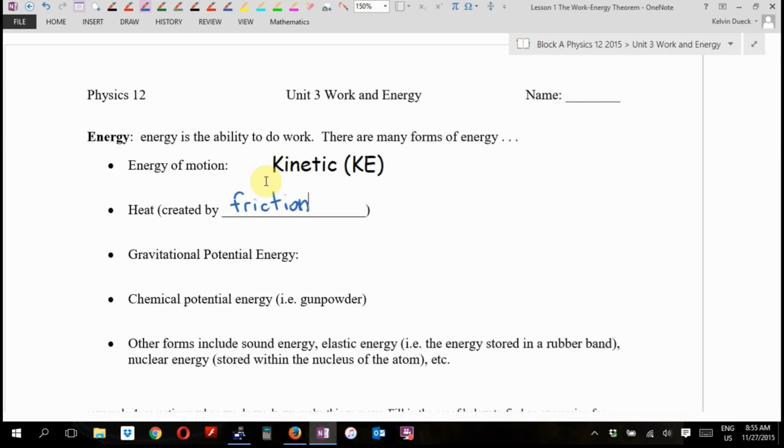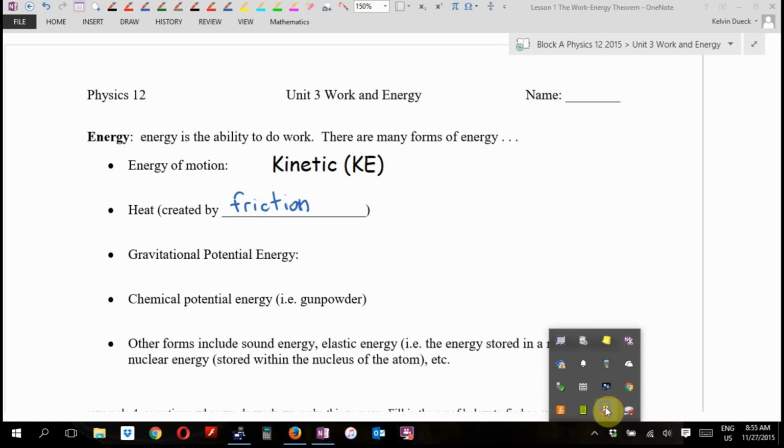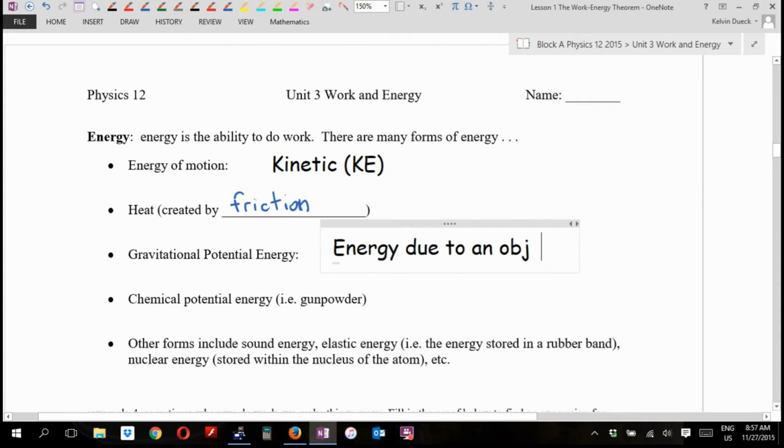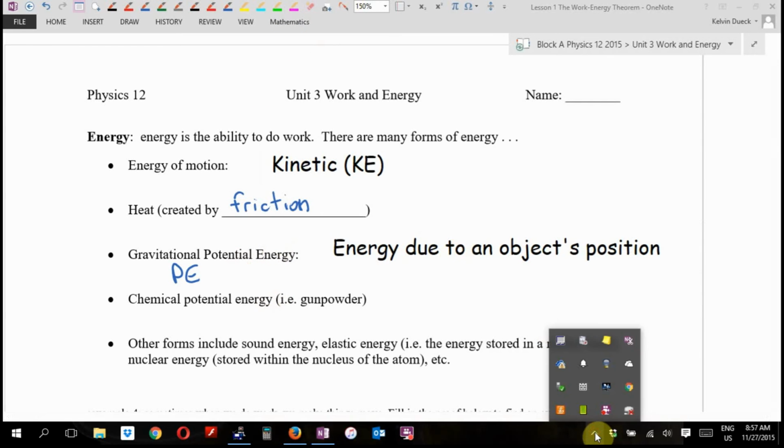Gravitational potential energy. That's the energy an object has due to its position. So this is energy due to an object's position. I'm going to use as my symbol for potential energy PE. Your formula sheet will use E with a subscript P, but for the same reason I just told you, I don't want to get confused with the letters.